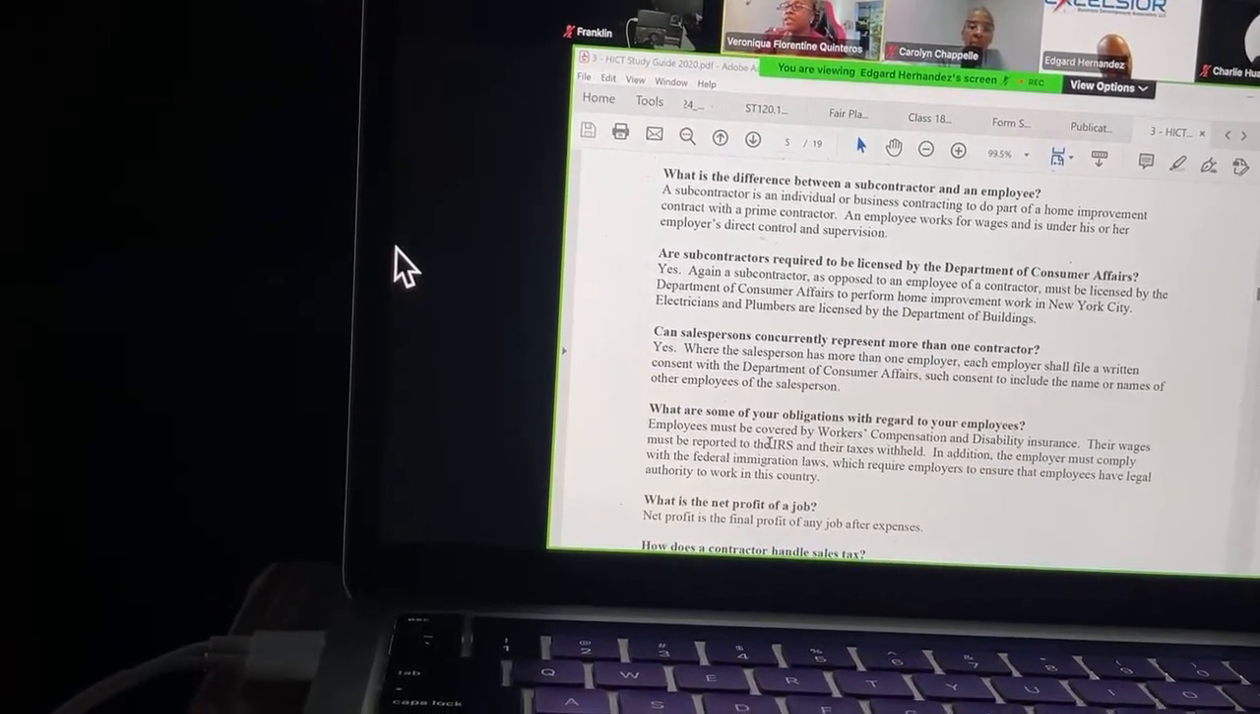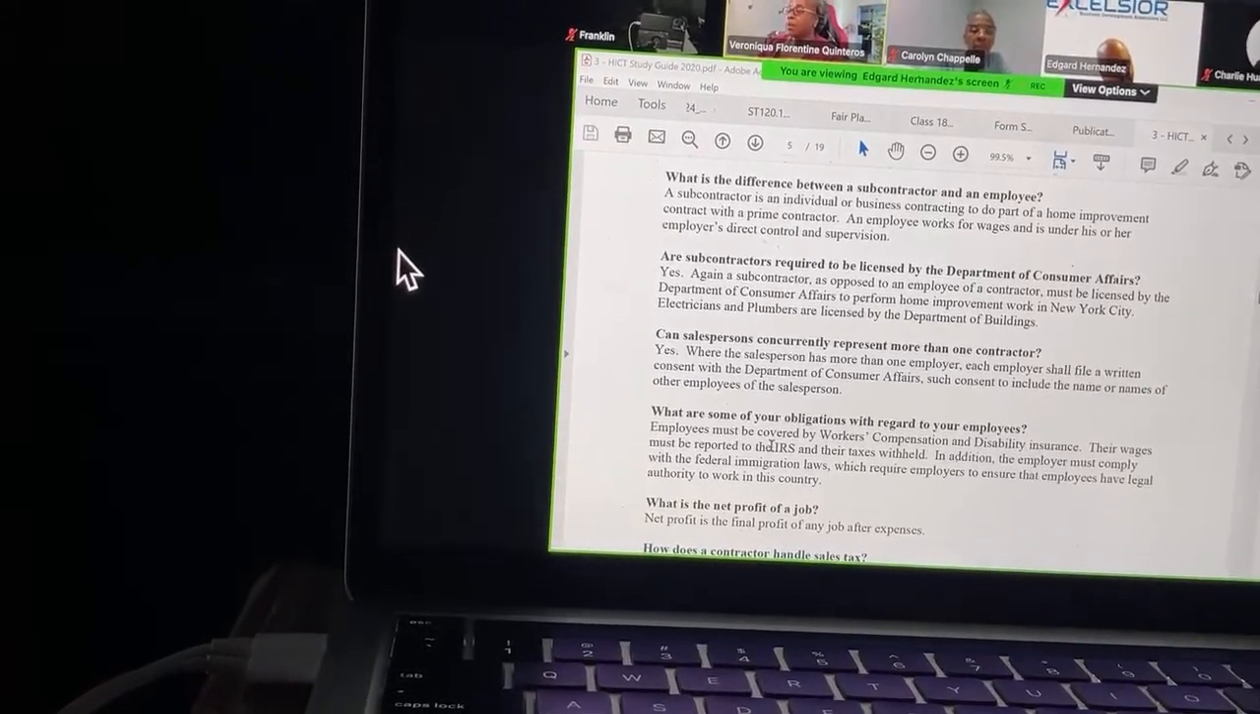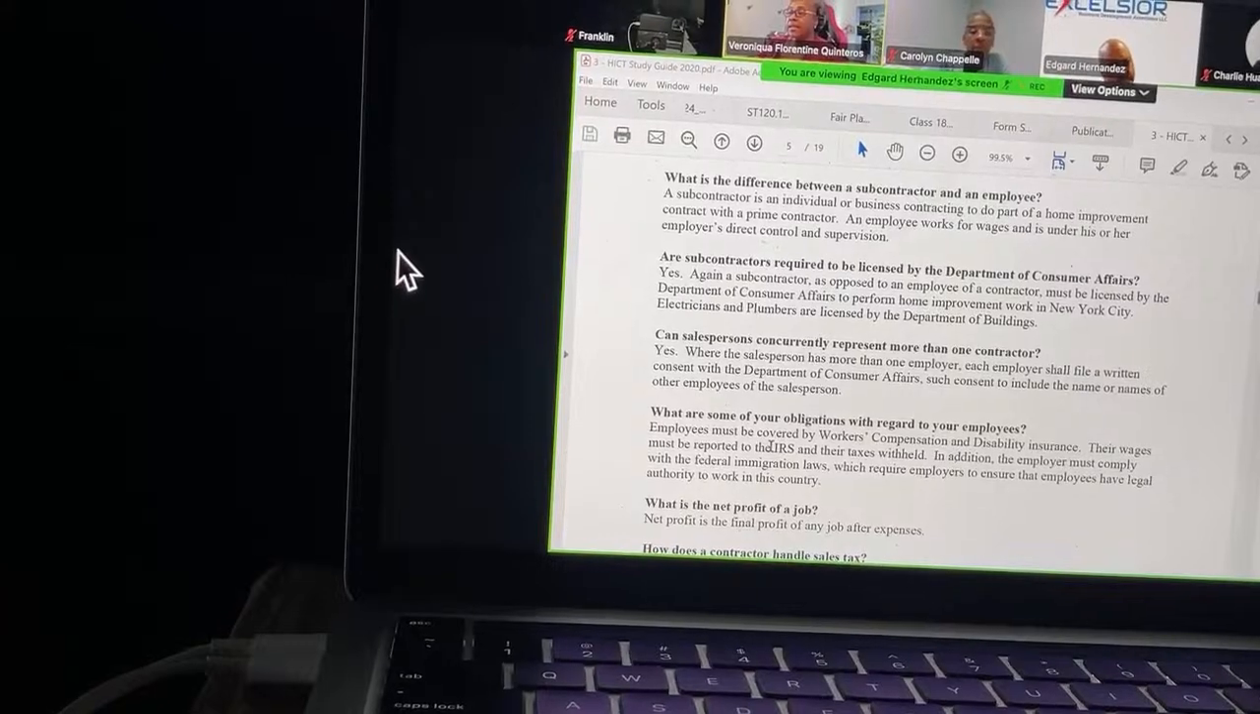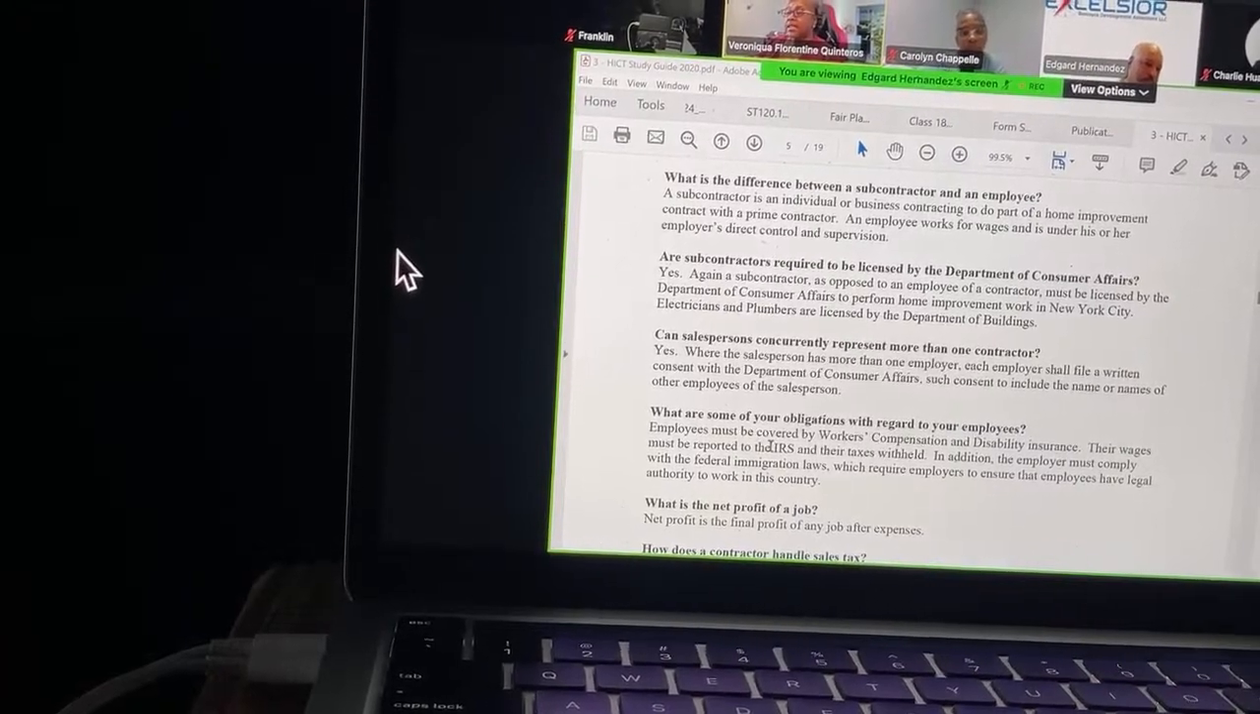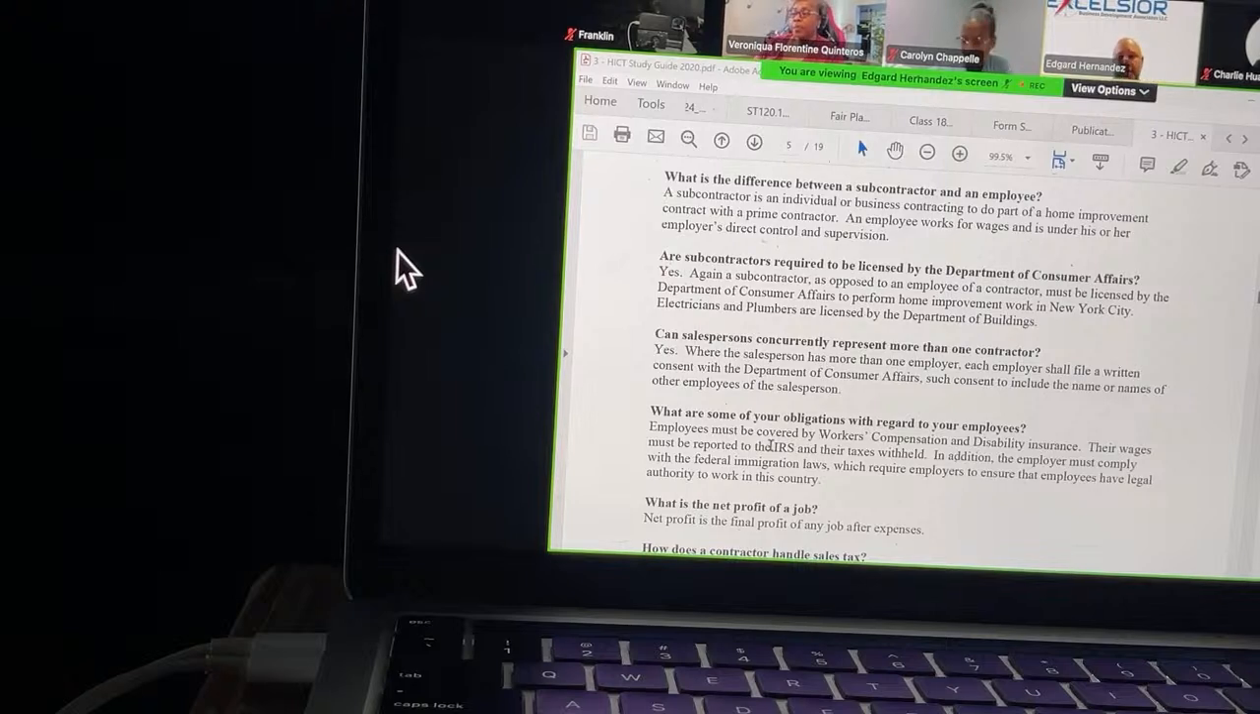Can a salesperson concurrently represent more than one contractor? Yes. Where the salesperson has more than one employer, each employer shall file a written consent with the Department of Consumer Affairs. Such consent to include the name or names of other employees of the salesperson. So really quick, remember the salesperson information is no longer part of the licensee at all. Before there were two licenses. They took it down to one.